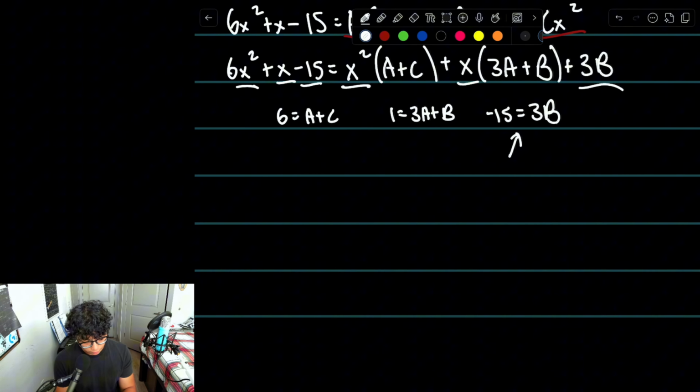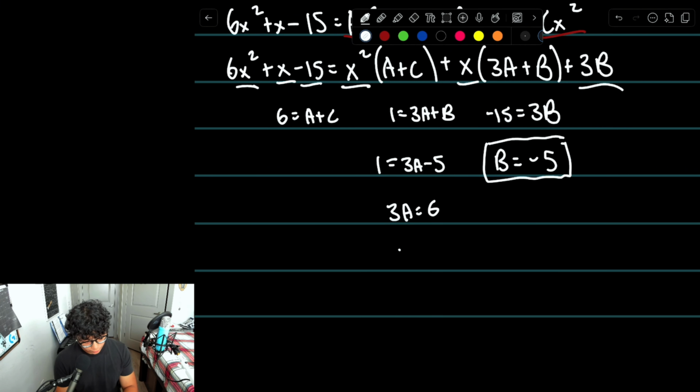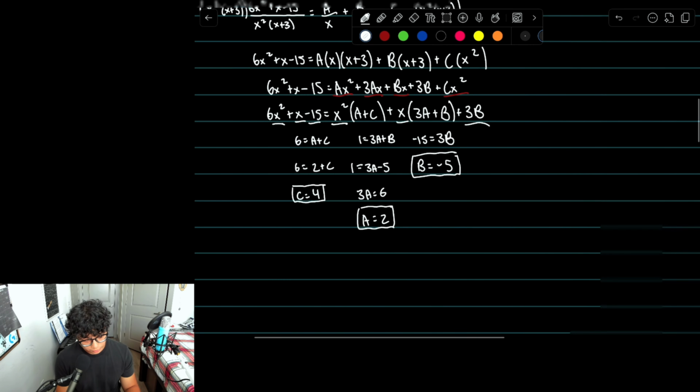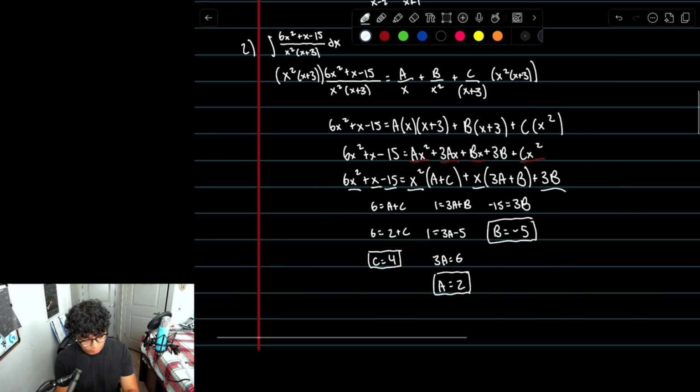So −15 equals 3B, well, all we get is B equals −5, and since we know B equals −5 now, we can plug that in over here. So now we get 1 equals 3A − 5, so 3A equals 6, which gets our A equal to 2. And now since we know A equals 2, we plug that in over here. So that becomes 6 equals 2 + C, and then C becomes 4. And now we are super close to finishing it. All we do is plug that in to this equation.